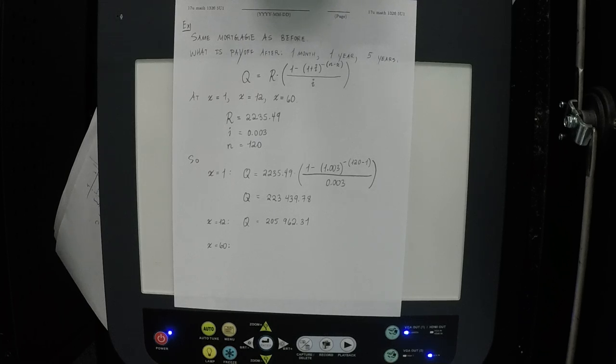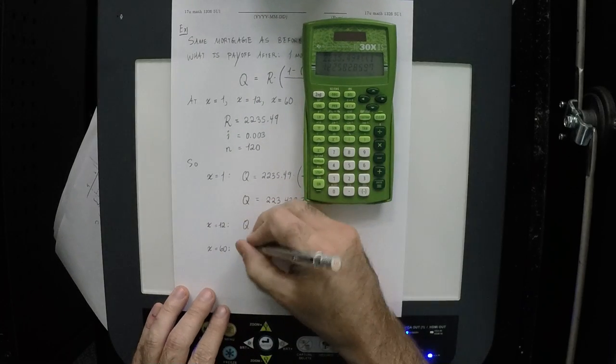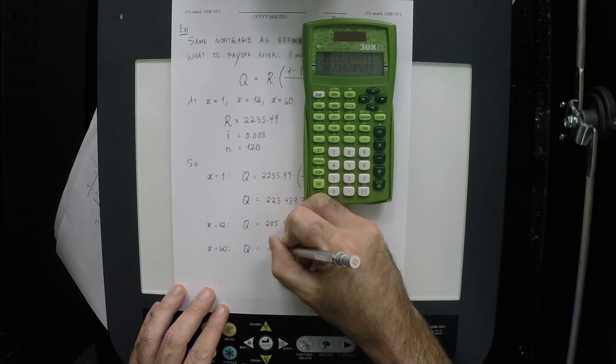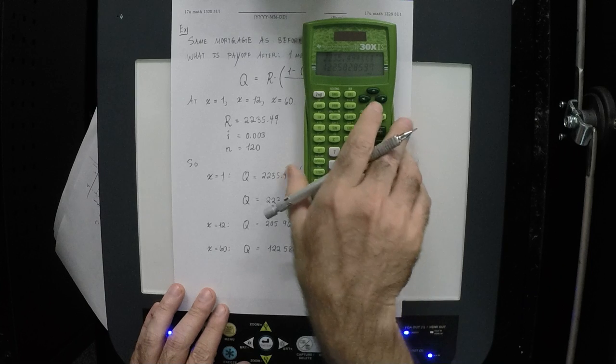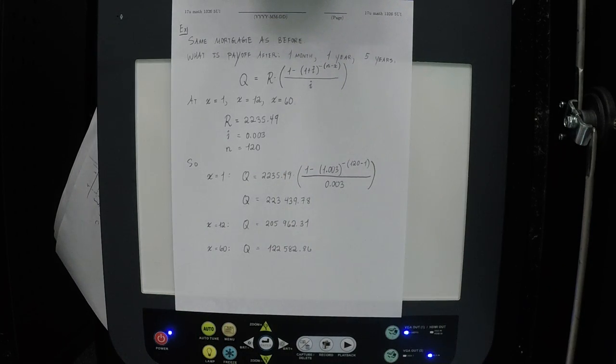At 60 months, the payoff value is $122,582.86. And at that time, you've paid $134,000, and you've managed to pay off about $100,000. So you've paid $34,000 in interest. But suppose that your rich uncle dies at this point and leaves you with $122,000, then you could pay it off right now.